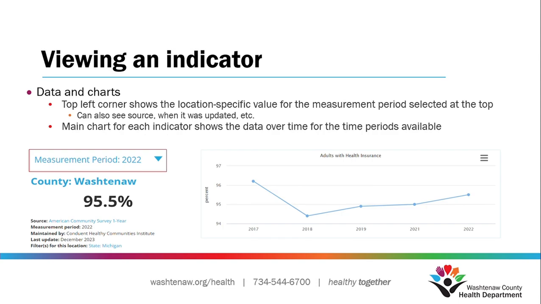Next, looking at the data and charts for an indicator, as I mentioned, the top left is going to display the value specific to the location and measurement period selected, and the right-hand side will have a graph that shows the data over the measurement periods that are available for that indicator. There are additional chart options that can be adjusted by selecting the panel icon that looks like 3 stacked lines in the upper right corner of the graph, and this allows for options to export the chart or to change the view of the chart, such as enabling zero-based y-axis.